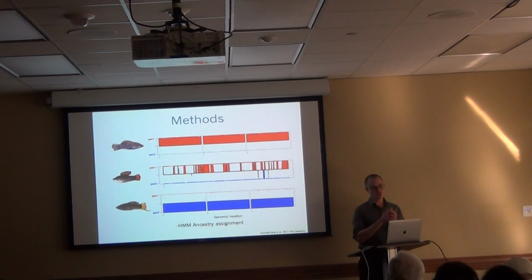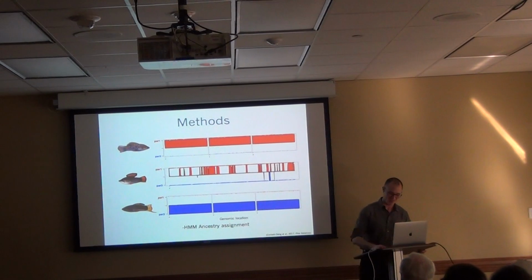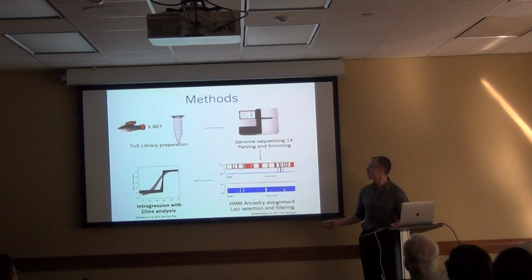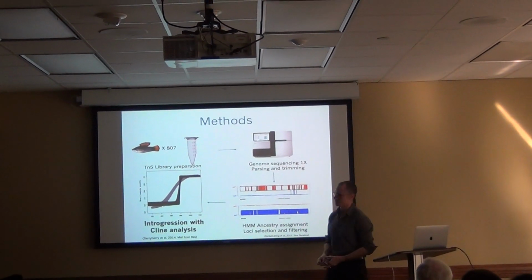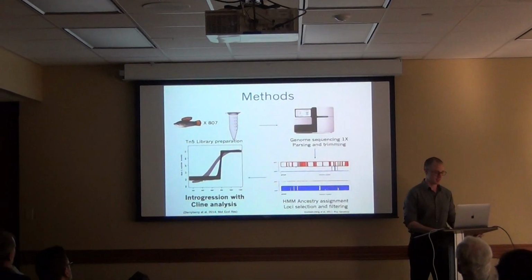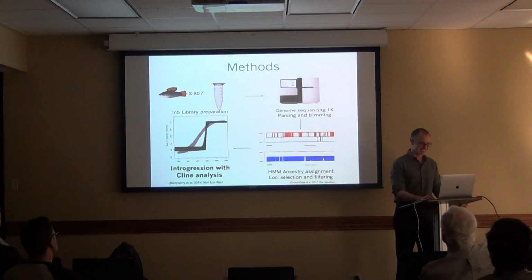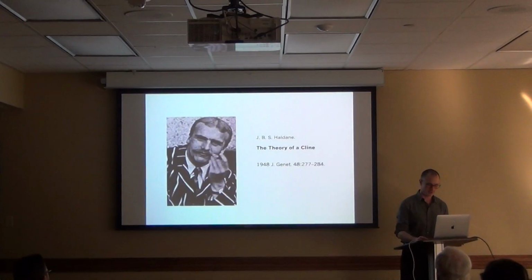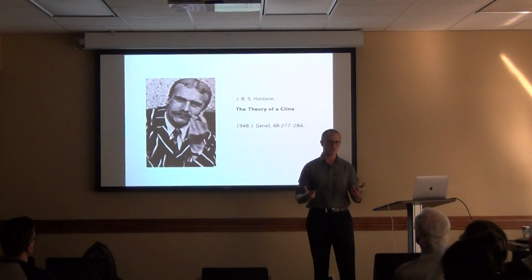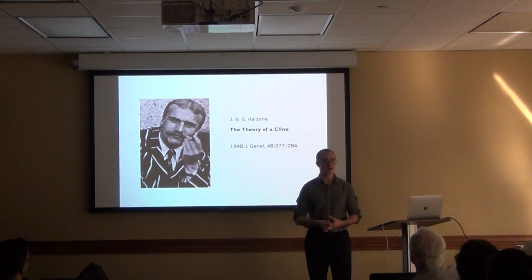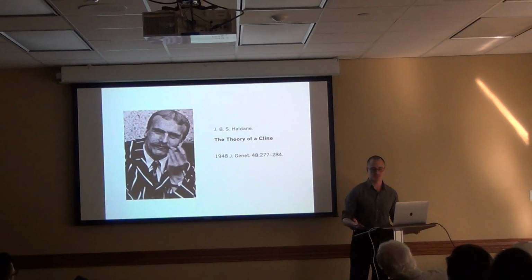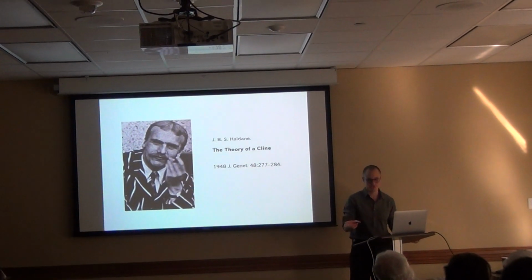And I did that through the entire genome with all my individuals, so I could do cline analysis. So I can detect introgression using geographic cline analysis. So what is geographic cline analysis? Well, this begins with John Burdon Sanderson Haldane, who used cline analysis to analyze how an environmental gradient affects the distribution and the survival of one population.